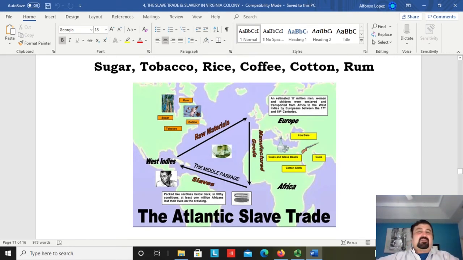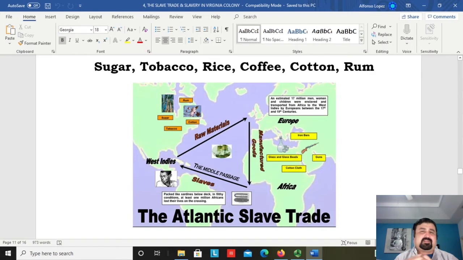Rice, coffee, cotton, and rum. It is in Europe that the Europeans are going to package the sugar, the tobacco, rice, coffee, cotton, and sell it inside of Europe, but the Europeans are also in the process of selling those products around the world. So there's a great market in Europe, but there's also markets elsewhere. So again, this is now connecting, as you see in this map.